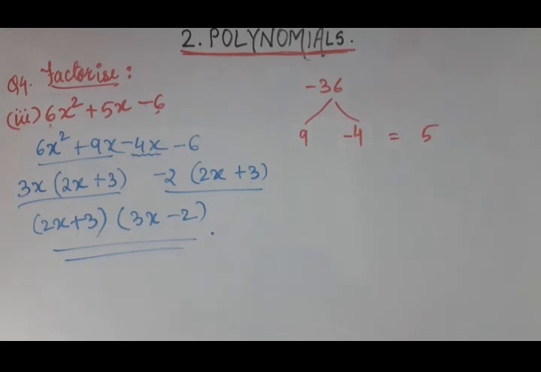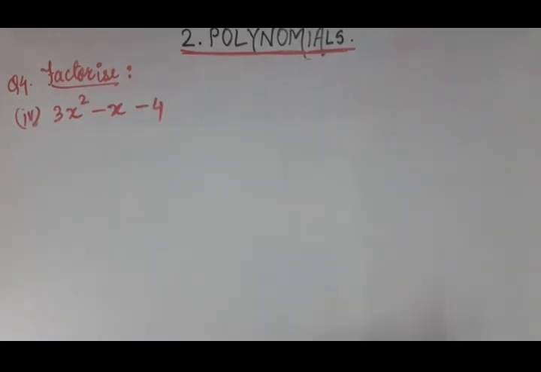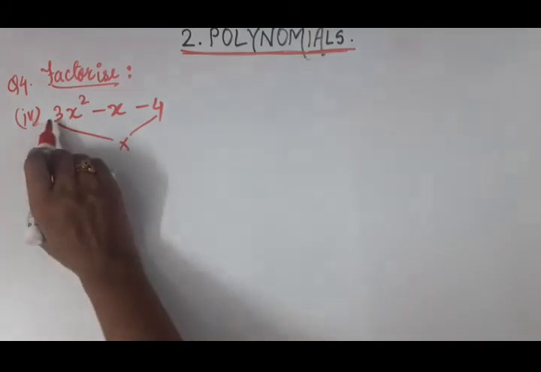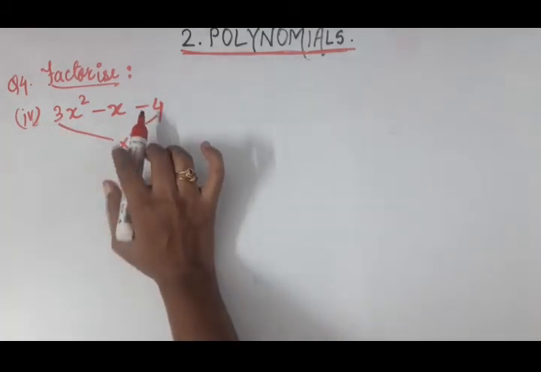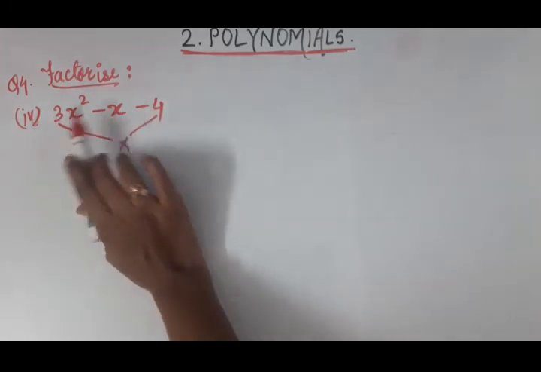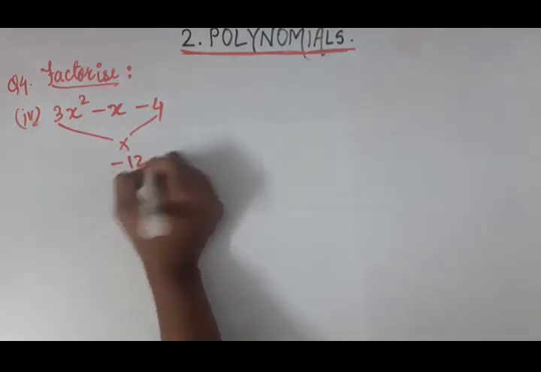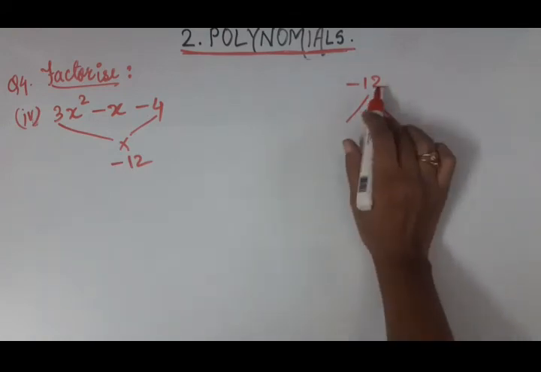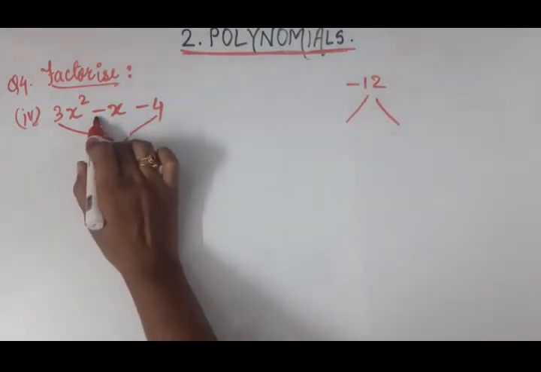Let us see that. The next question is 3x square minus x minus 4. So again the first step remains the same, that is multiply the extreme terms. 3 into minus 4. Always remember to check the sign of the last term. It is minus 4. So 3 into minus 4 I'll get minus 12.